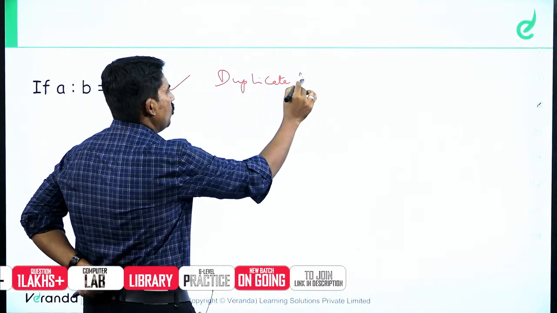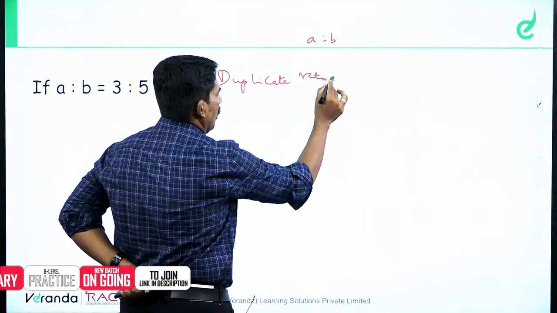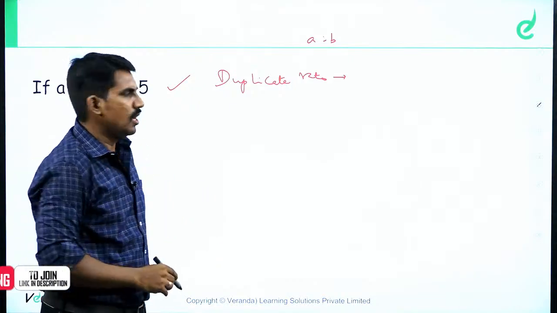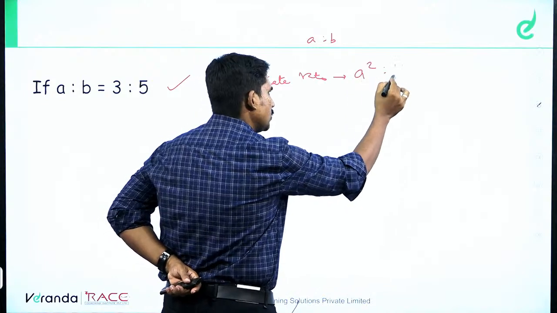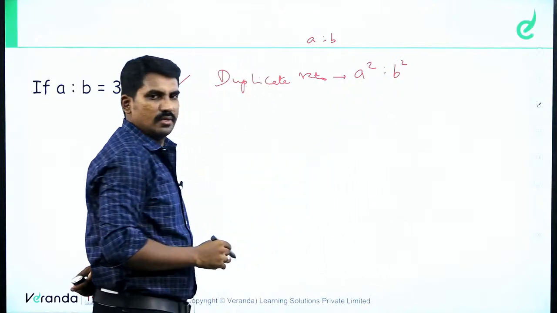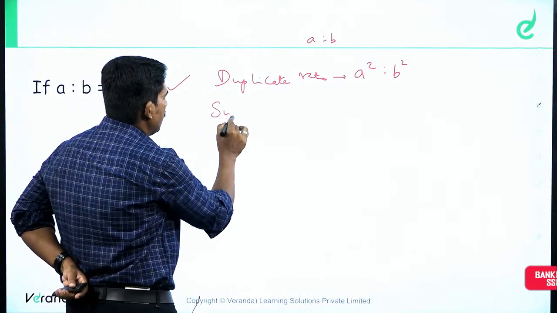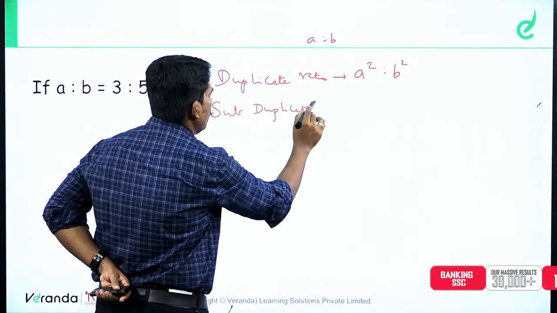What is the meaning of duplicate ratio? A is to B given. Duplicate ratio is nothing but square the values. That's all. Duplicate ratio means just square the value. Now sub-duplicate. Sub-duplicate ratio means square root.